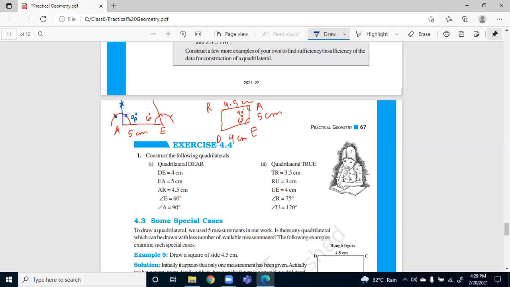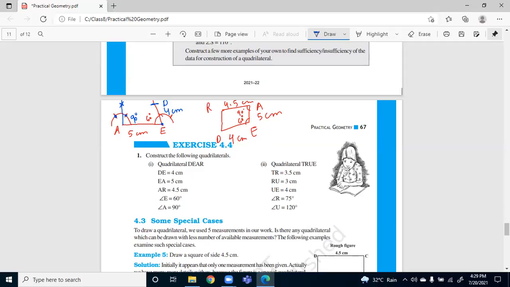Now, what is left behind? I know DE is 4 centimeters. So in this 60 degree, I will be measuring with the help of compass and ruler. I will be measuring 4 centimeter and will be putting the needle of compass on E and will cut it at 4 centimeter. I will name it D. So DE is 4 centimeter.